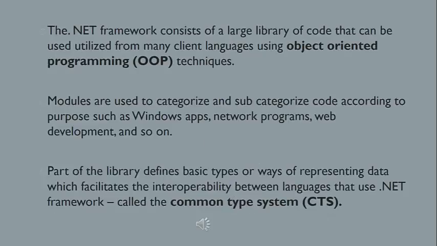The .NET Framework consists of a large library of code that can be utilized from many client languages using object-oriented programming, or OOP, techniques. Modules are used to categorize and subcategorize code according to purpose, such as Windows apps, network programs, web development, and so on. Part of the library defines basic types or ways of representing data, which facilitates the interoperability between languages that use .NET Framework, called the Common Type System, or CTS.